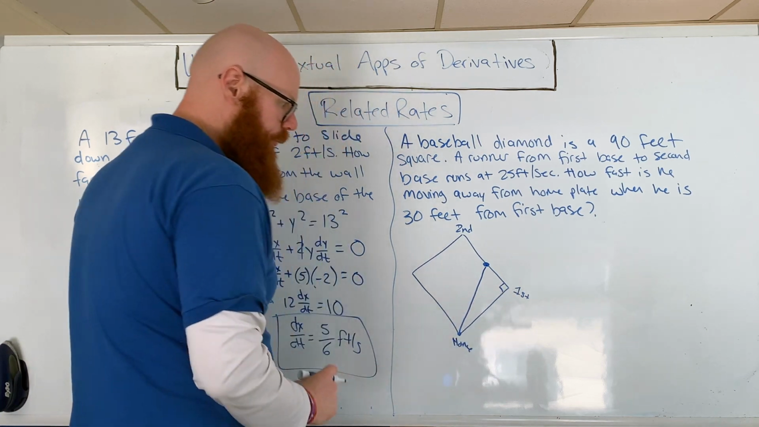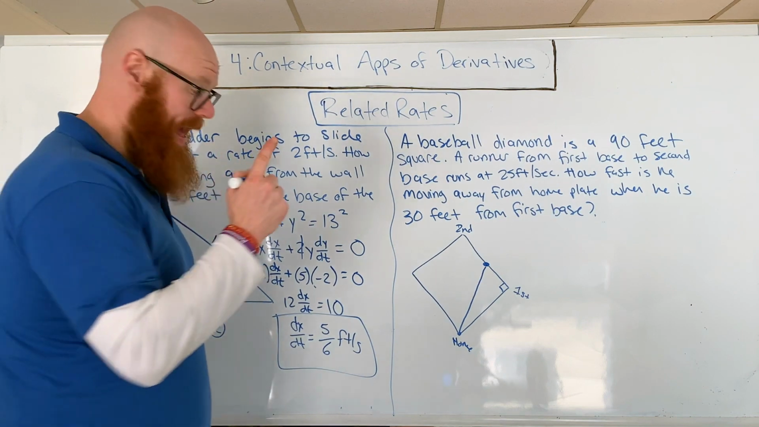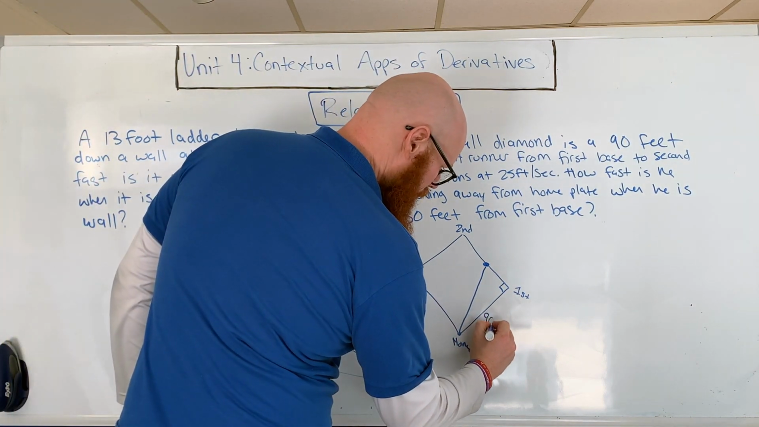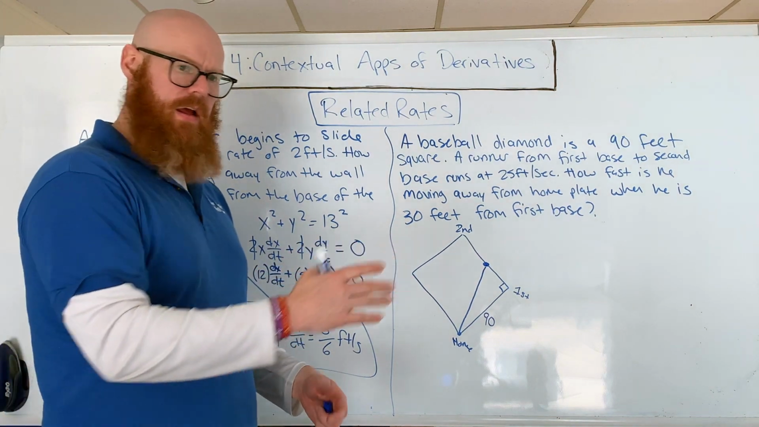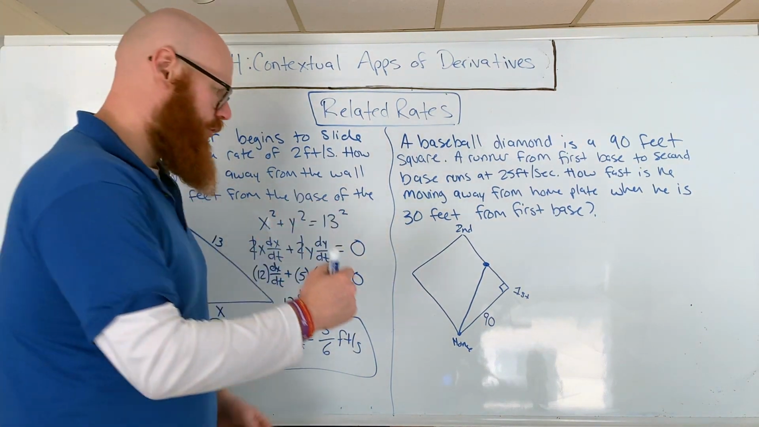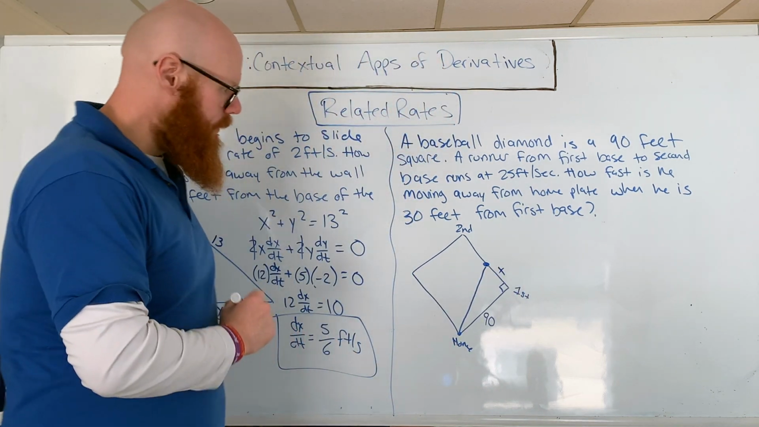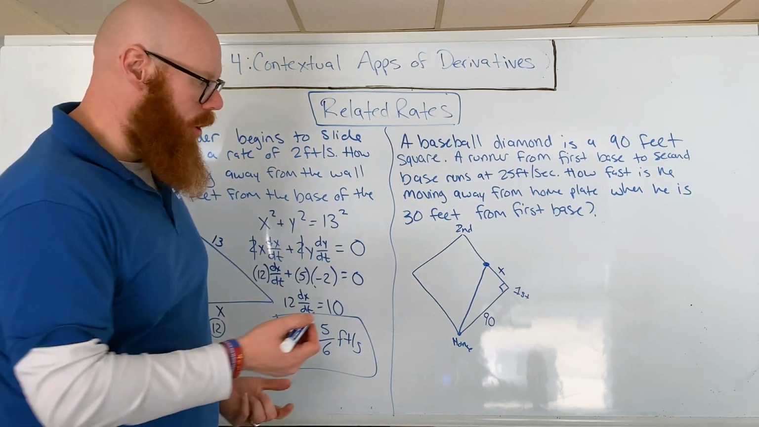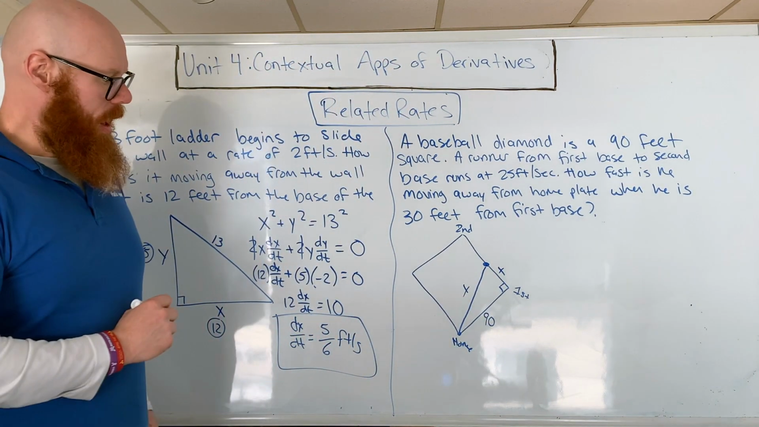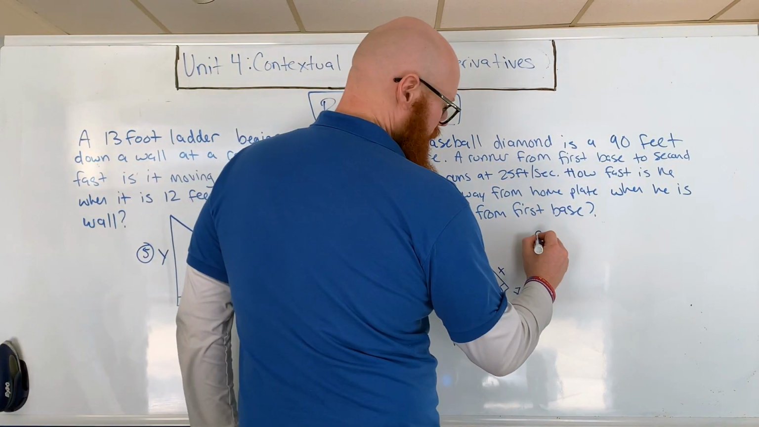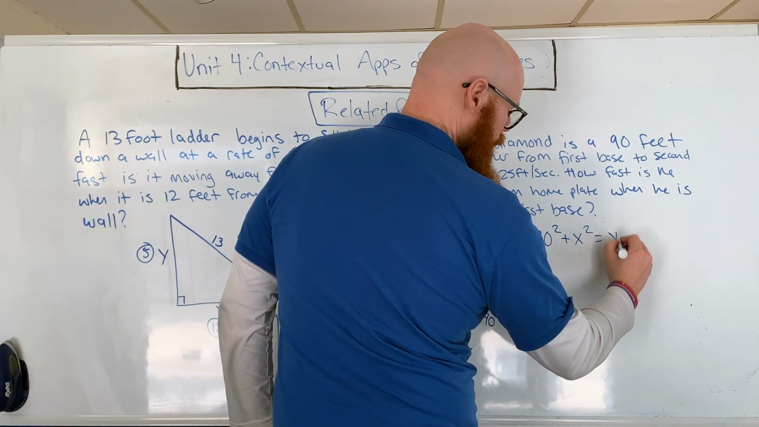This distance from home to first, well, that's always 90 feet. That's not going to change. So that is going to be 90. The distance from first to second, well, that's changing. The runner is running, so their distance from first is increasing. So I'm just going to call that x. And then the distance from home, we can call it anything we want. I'm just going to call it y, but you can call it whatever you'd like. So therefore, now our Pythagorean theorem looks like this. 90 squared plus x squared equals y squared.